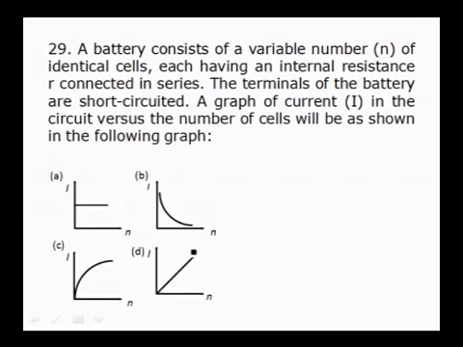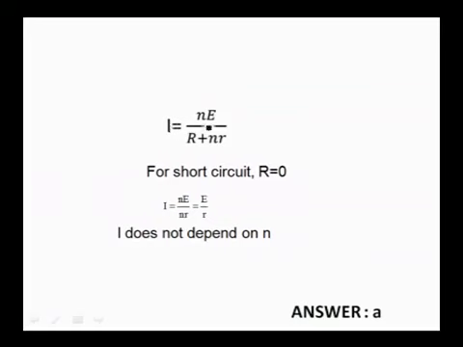But we have I is equal to NE divided by R plus Nr. This is the current expression when N cells are connected in series, where NE is the effective EMF and Nr is the effective internal resistance and R is the external resistance. See, short circuited means the external resistance R is equal to 0. If you substitute R equal to 0, then we get I is equal to E divided by r.